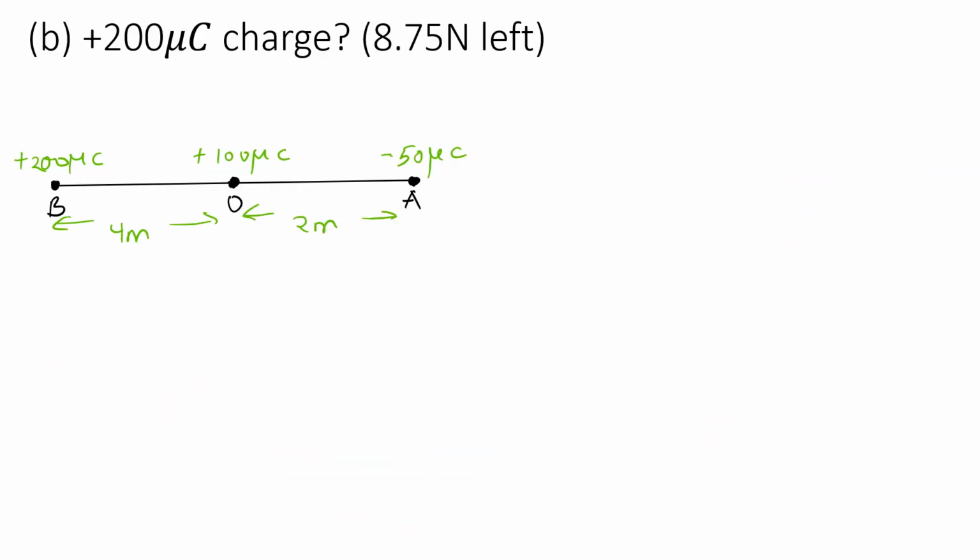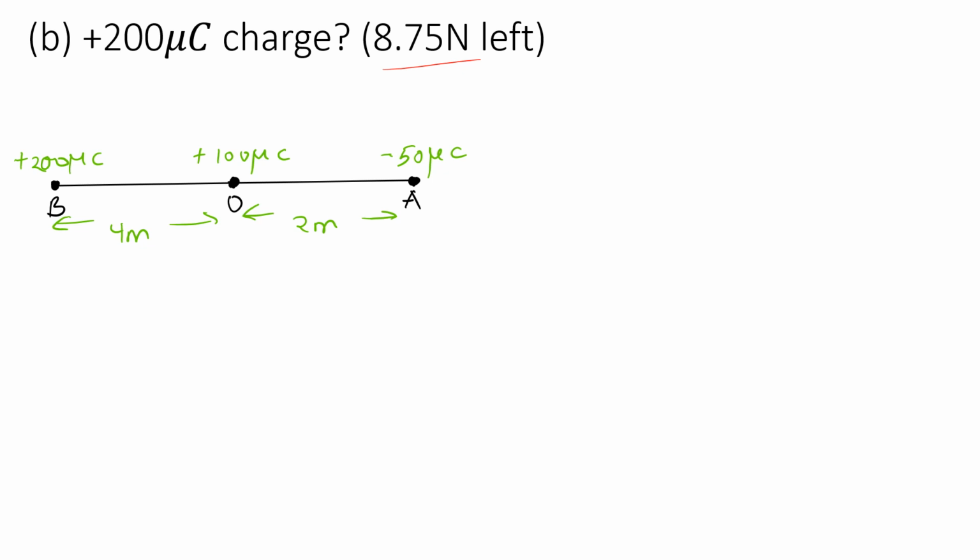Well, example number, part B, we want to find, using the same question, the net force acting on the 200 microcoulomb charge. Since we have the diagram already here, we don't need to go back to the original question. The 8.75 is the answer. To the left, we don't know, but let's find out. The 200 is placed at position B. Therefore, it is within the field of the charges placed at O and A. Therefore, that means it's going to experience forces due to those two charges.